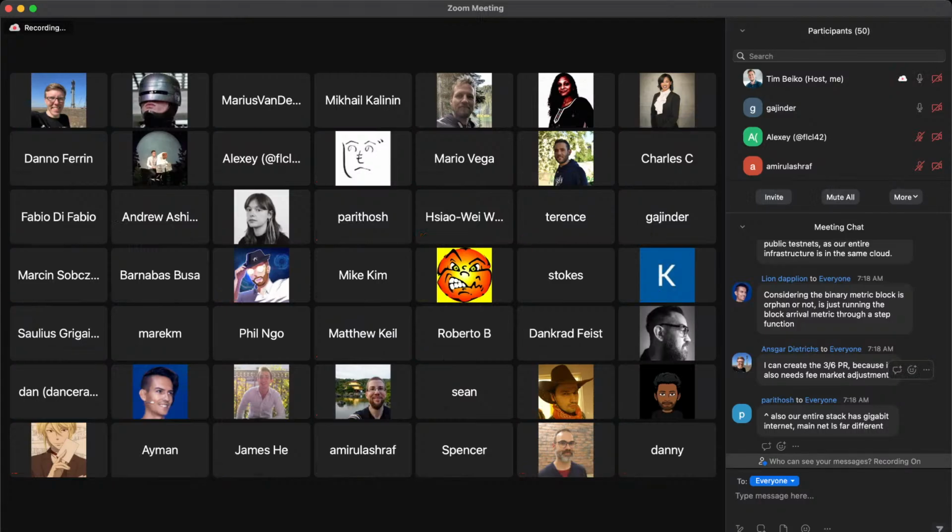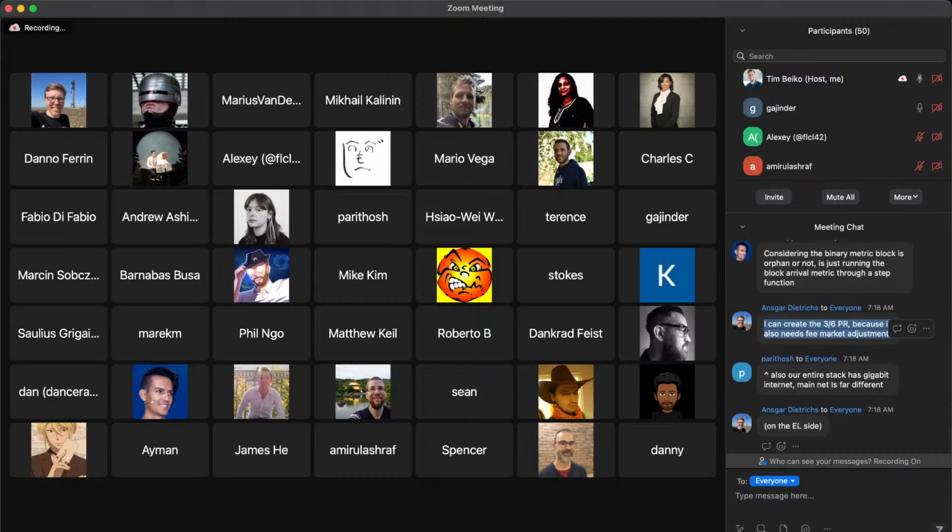So let's do that. Ansgar says he can open the PR for it on the EL side. If someone can do the corresponding PR on the CL specs, we can move the count to 3.6 and have this be part of DevNet 6. Does that make sense, everyone?